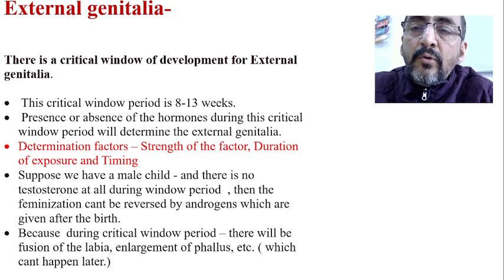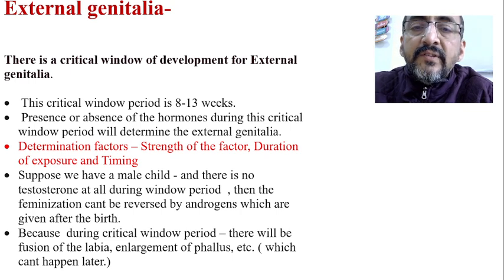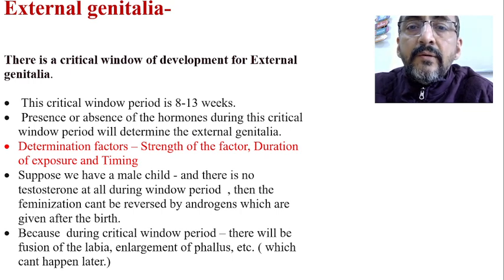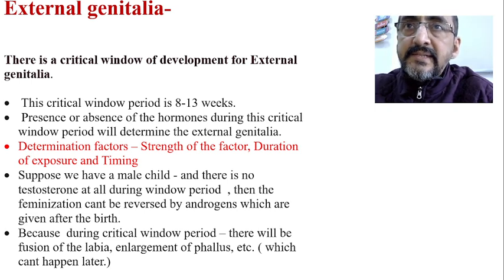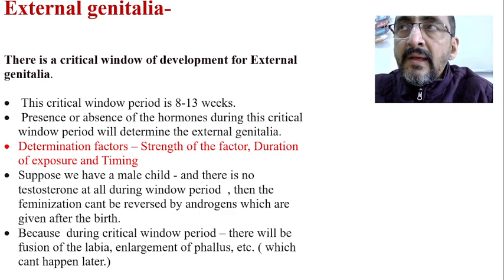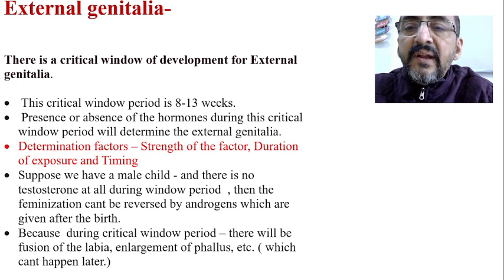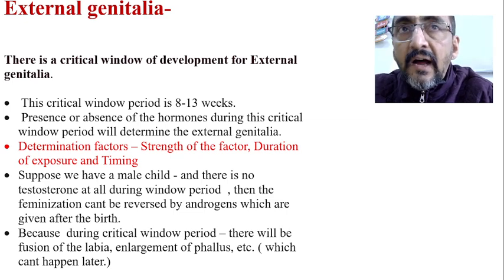The critical window period is 8 to 13 weeks of gestational age. This is a very crucial period, the 8th week to the 13th week, that means almost 2 to 3 months during fetal life. The presence or absence of the hormones during this critical window period will determine the external genitalia.